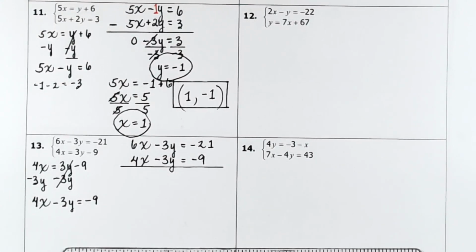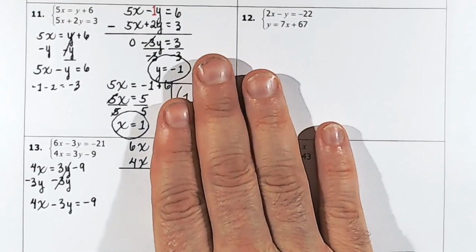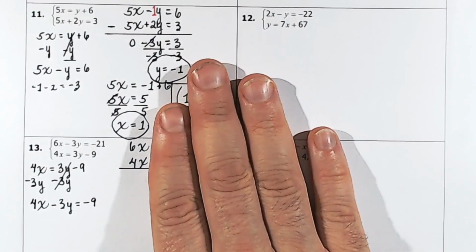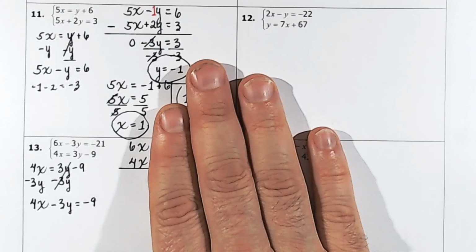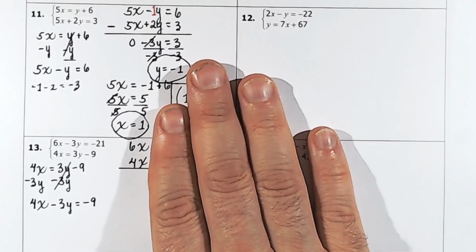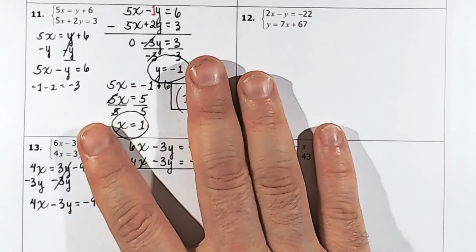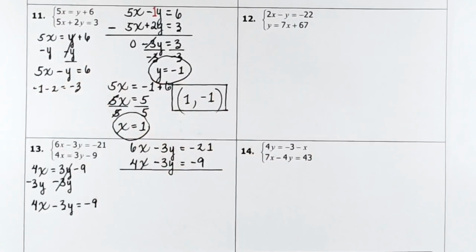Which variable do we want to eliminate? Well, you might be conditioned to think it's always going to be the first variable, but look what happens. If I take 6x minus 4x, I still have 2x. So I can't eliminate the x variable through subtraction. If I add them, it's 10x. Doesn't work.